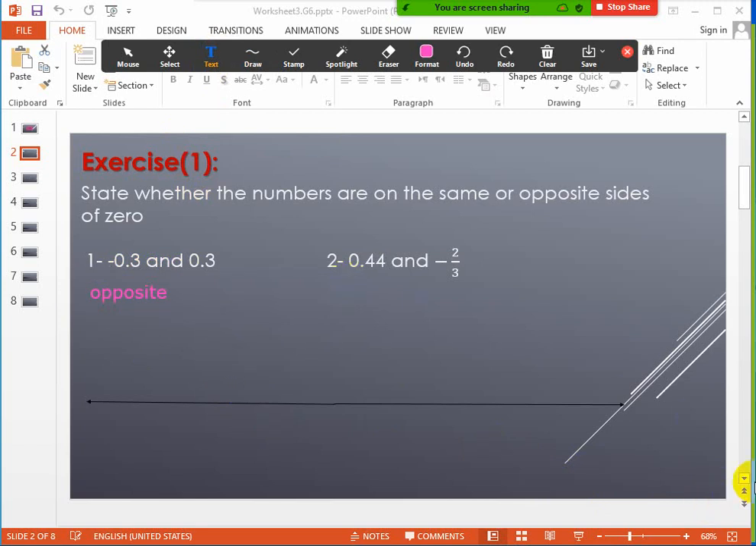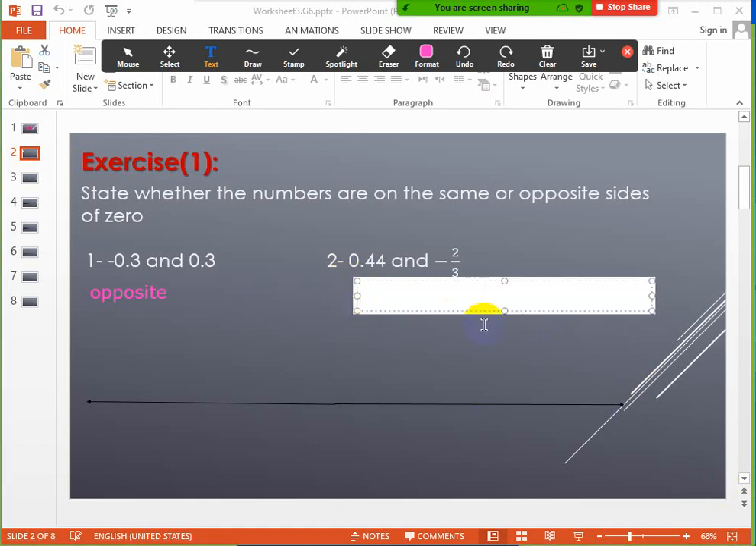What about the second one? Yes, Jenna, open the mic. Now 0.44 and negative 2 over 3. Those two numbers in the opposite sides or on the same side? Opposite side. Very good. Opposite sides. Because one number is a positive number, the second one is a negative rational number. Thank you, Jenna.